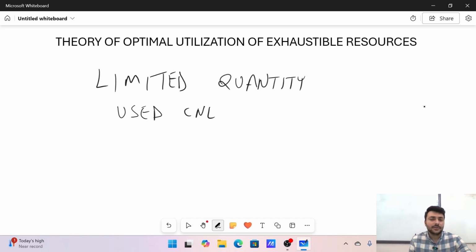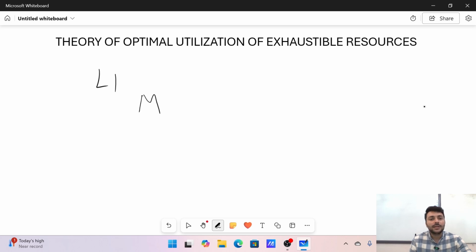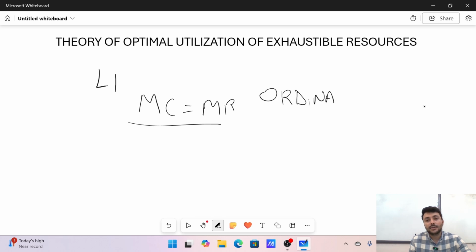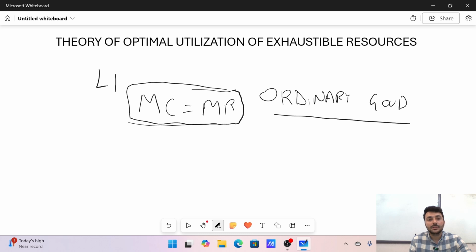See friends, in the standard theory of microeconomics, you must have studied that a producer is in equilibrium at a point wherein he is equating his marginal cost with the marginal revenue. This is the condition for optimization for a producer. All right, and this is the case of an ordinary good. In case of an ordinary good, the condition for optimization for a producer is marginal cost should be equal to the marginal revenue. All right, so this is the case, and wherein price equals the marginal cost.